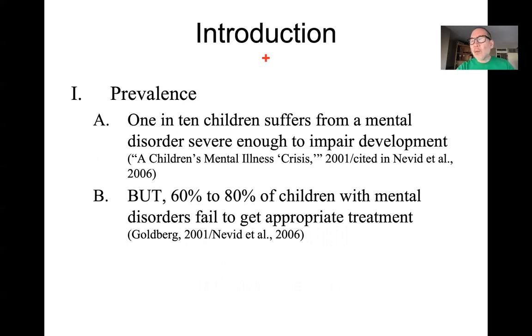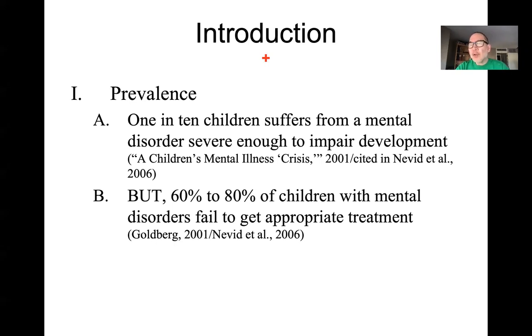Okay, well, first of all, what we really need to make clear at the get-go is that mental disorders among children are fairly common. One in 10 children suffers from a mental disorder severe enough to impair social, educational functioning. That said, interestingly enough, anywhere between 60 to 80% of children with mental disorders fail to get appropriate treatment. We'll talk about some of the factors that may contribute to this.